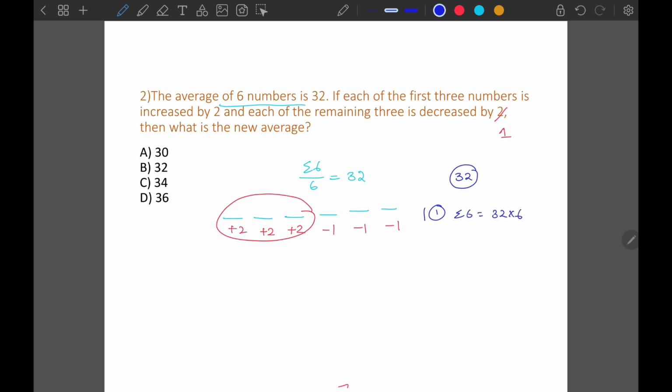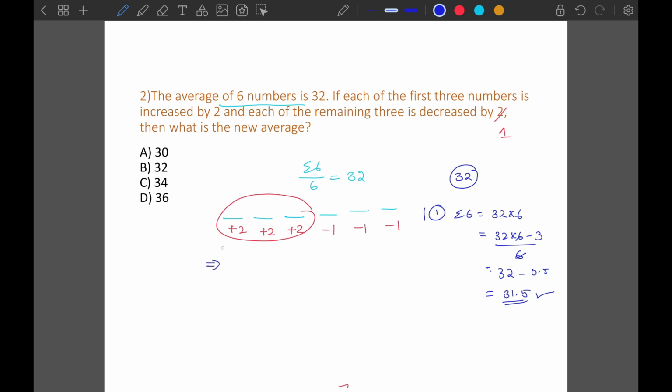And adjusting this value: 2 plus 2 plus 2 is 6, 6 minus 3 is 3. That is 32 into 6 plus 3, divided by 6. In this way also you can solve. This is 32 plus 0.5. This is one way. We can also solve using distribution of mean.